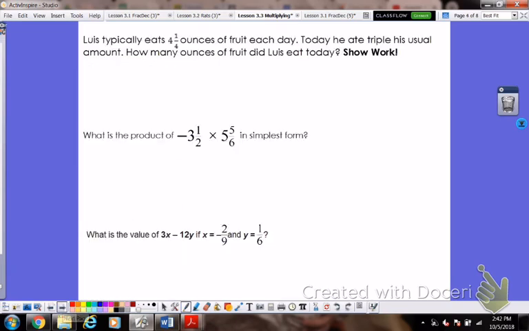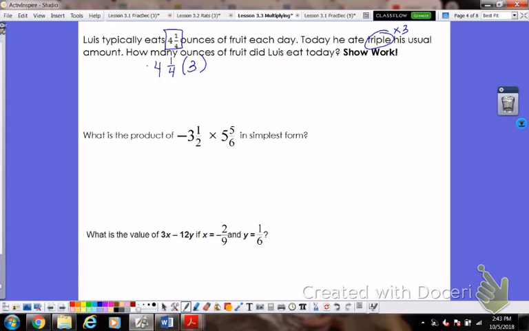Alright, a couple quick word problems. Lewis typically eats 4 1/4 ounces of fruit each day. Today he ate triple his usual amount. How many ounces of fruit did Lewis eat today? Make sure you show your work. So triple means times 3. He typically eats 4 1/4. So 4 1/4 times 3.